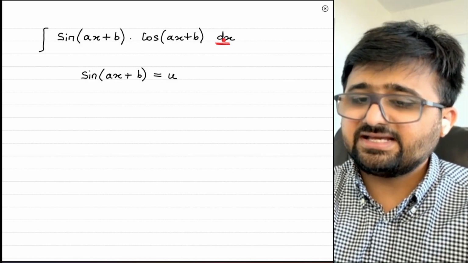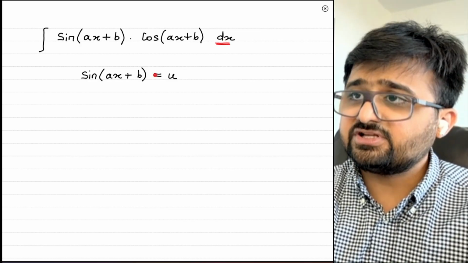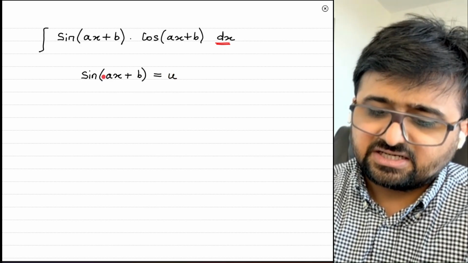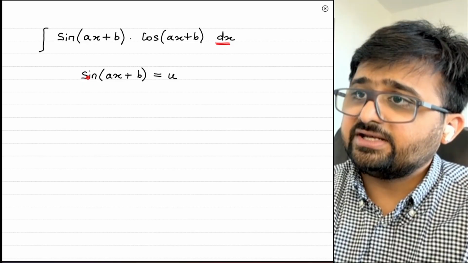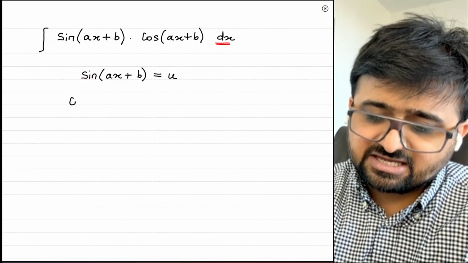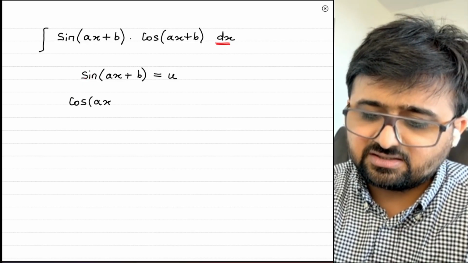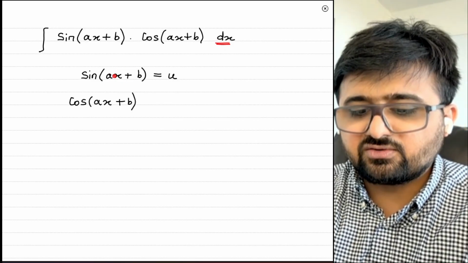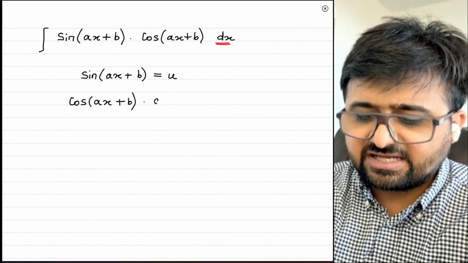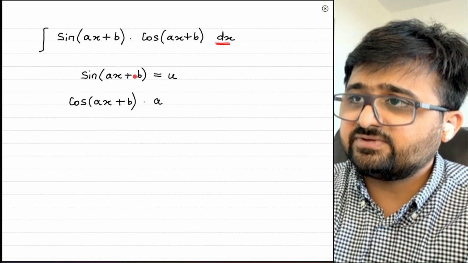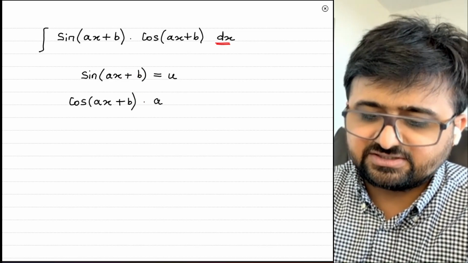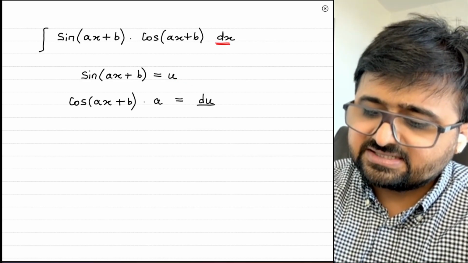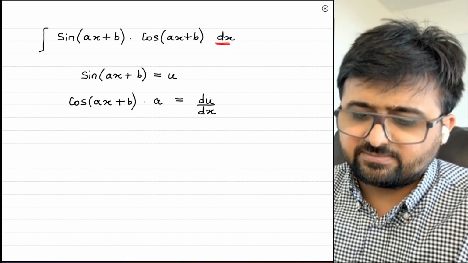And in order to convert the dx in terms of du, what we'll have to do is differentiate this equation with respect to x. So let's differentiate both the sides with respect to x. We'll have to apply chain rule. Remember, derivative of sine with respect to x is cos of ax plus b. Then you take the derivative of ax plus b by chain rule. Derivative of ax plus b is nothing but a, because derivative of x is 1 and b is a constant, so the derivative is 0. This is equal to the derivative of u with respect to x, which is du by dx. I hope that makes sense.